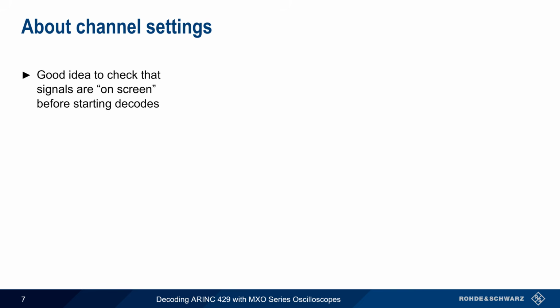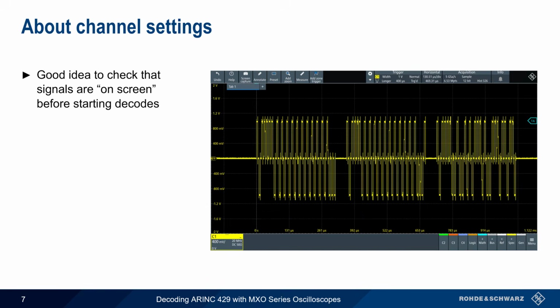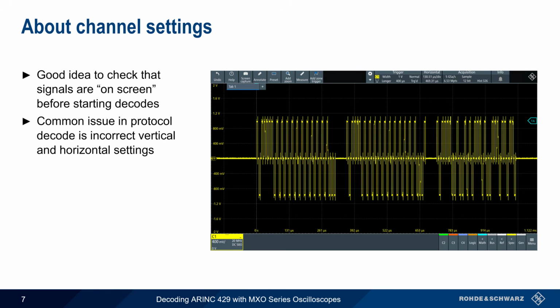Before starting decodes, it's always a good idea to first check that the ARINC 429 signal or waveform is correctly on screen. In this example, the ARINC 429 bus signal appears on the screen with appropriate vertical and horizontal scaling. The most common issue in serial decoding is incorrect vertical and horizontal settings, such as the wrong time base or incorrect volts per division settings, so it's best to visually verify that these are set appropriately.